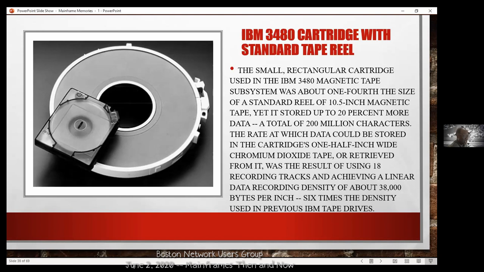For the round reels, early into the mid 80s, probably a little bit before that, was where compression came forth. In terms of being able to write more data onto the same amount of storage. And that type of compression continued along, becoming even more so, onto the cartridges for sure.